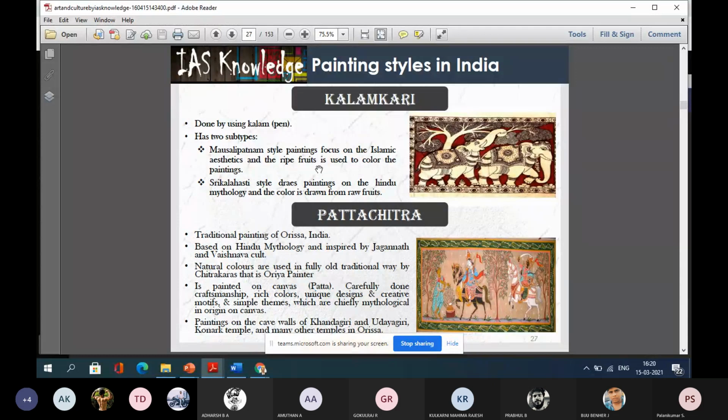Then the Sri Kalahasti style, nearer to Tirupati, traces paintings on Hindu mythology. This also uses Kalamkari painting only.